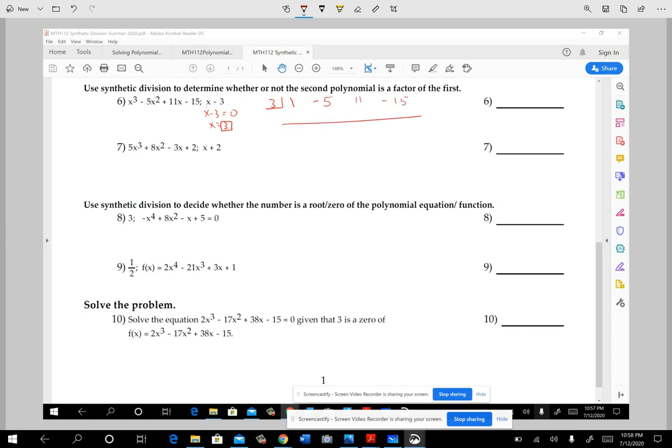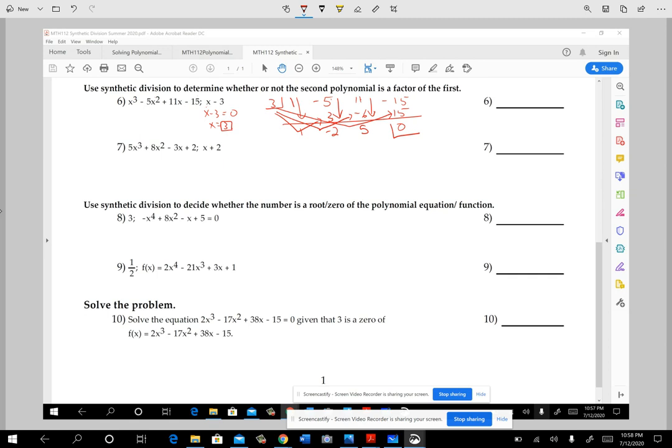Okay, then you do your synthetic division. Bring down the 1. 3 times 1 is 3. Negative 5 plus negative 3 is negative 2. 3 times negative 2 is negative 6. 11 plus negative 6 is 5. 3 times 5 is 15. And I did get a remainder of 0.